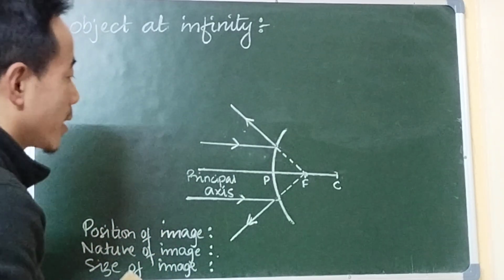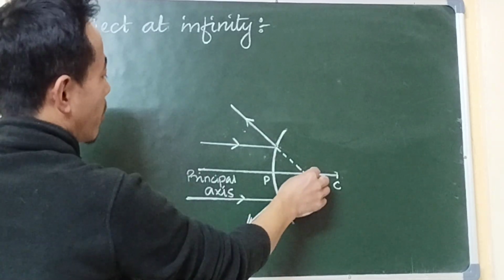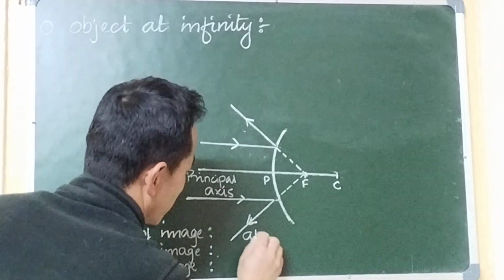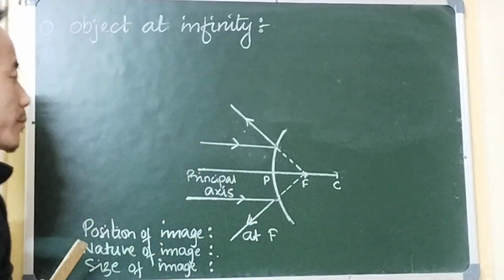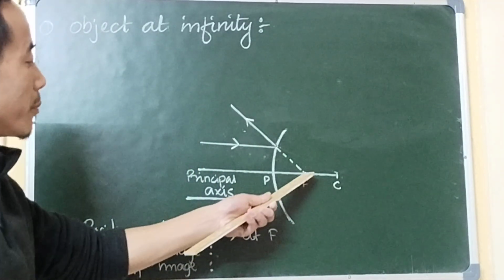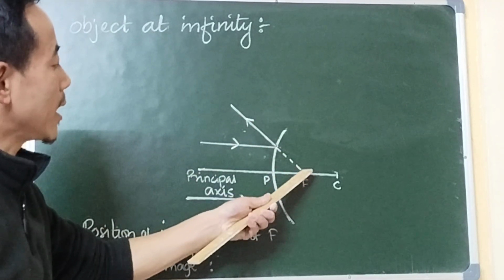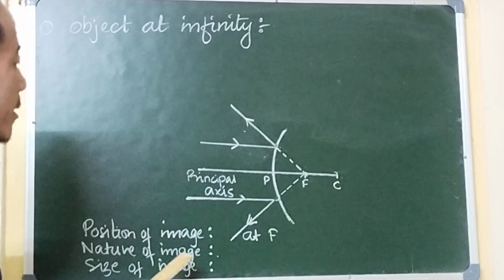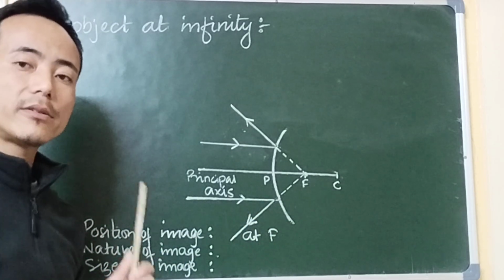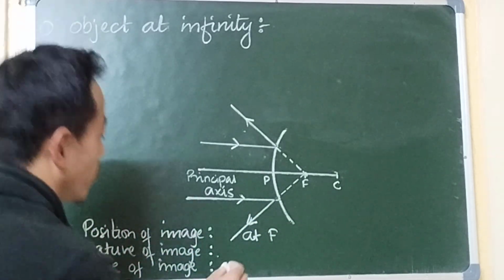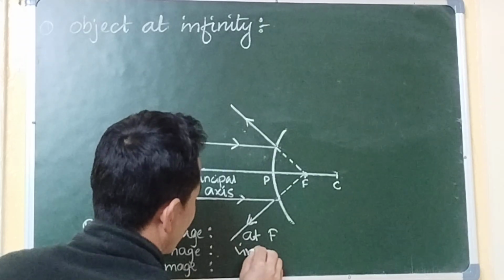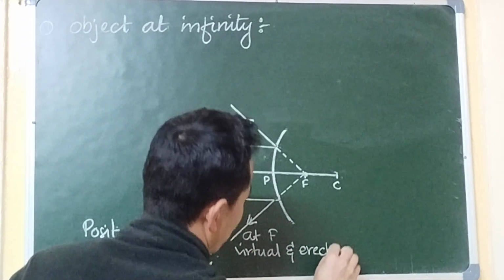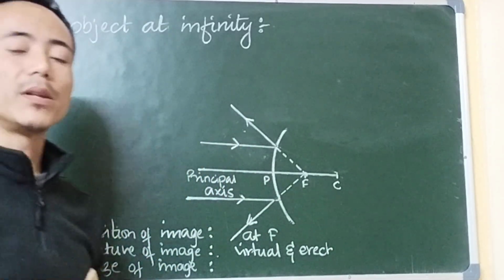Now let's look at the three things: position of the image, nature of the image, and size of the image. It is very clear that our image will be formed at the point F, that means at focus. So the position of the image will be at F, because the two reflected rays after being produced backward will intersect at the point F. Now the nature of the image: as I said, since the two reflected rays are not intersecting each other, the image formed here will be a virtual image. So the image will be virtual, and a virtual image will always be erect. So you can write virtual and erect.